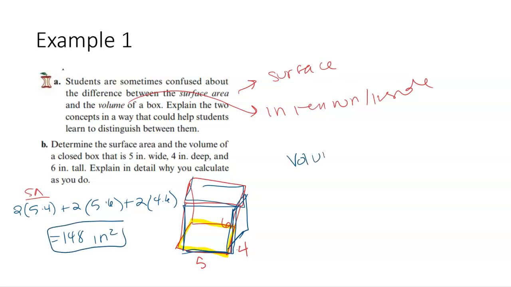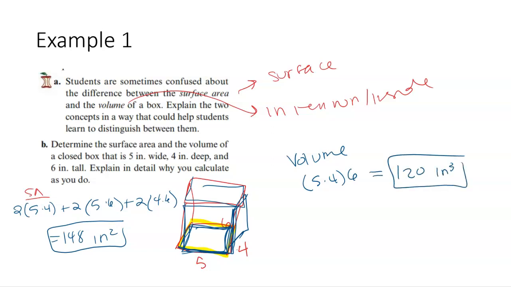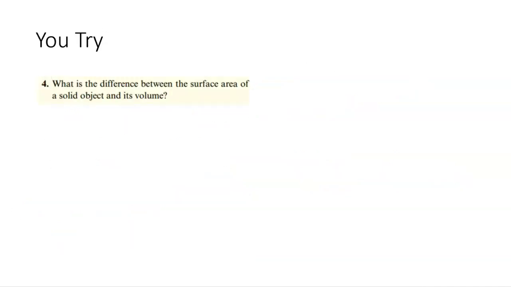Let's talk about the volume here. Well, we know we're going to have a bottom layer that's 5x4. So we're going to have that 5x4 layer, and we're going to have that layer how many times? 6 times. So times 6, we're going to get a volume of 120 cubic inches because that's cubes going in there. Go ahead and give this one a try. Press play when you're ready to see the solution.